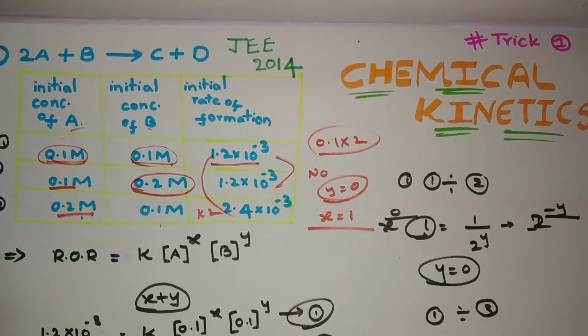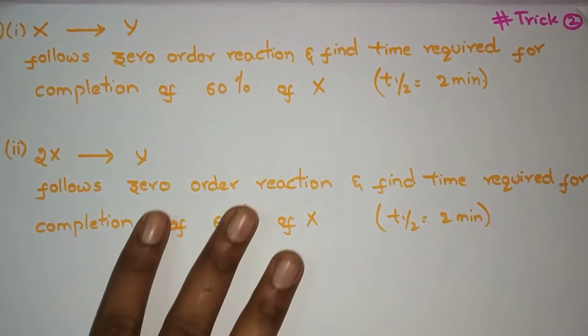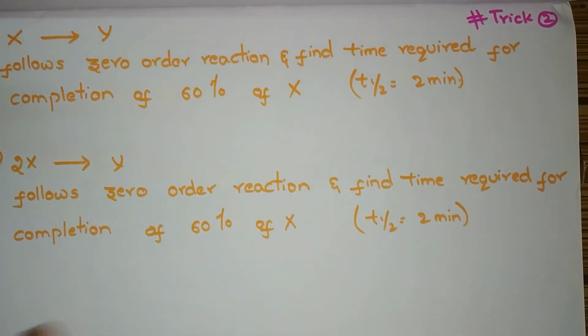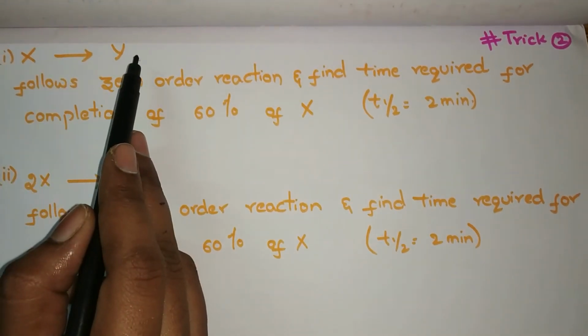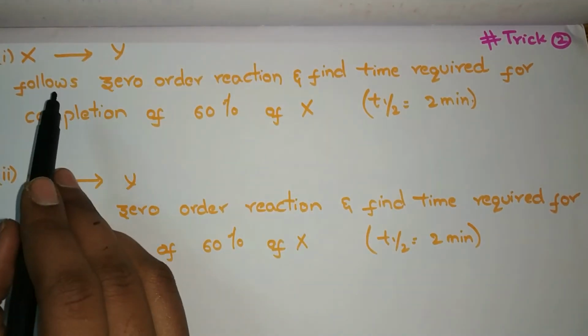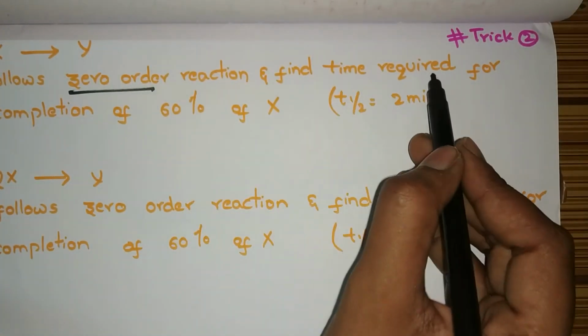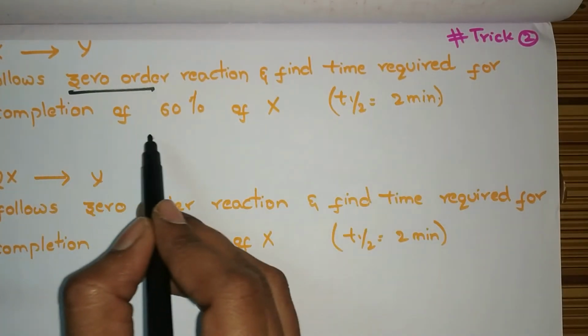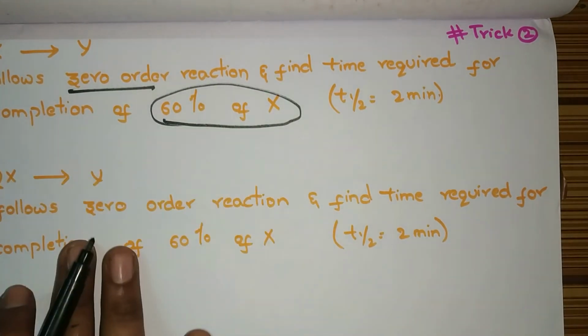After this I will give you do it yourself questions also. See, this is trick 2: zero order reactions. X gives rise to Y product. This follows a zero order reaction. Find the time required for completion of 60% of X. Okay, like these questions are given.